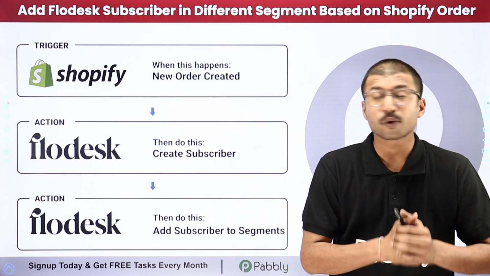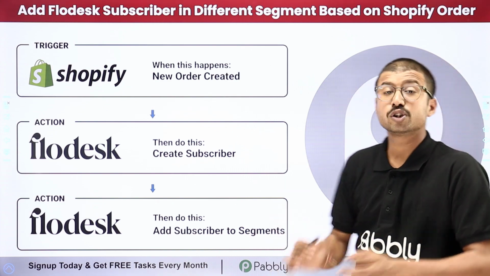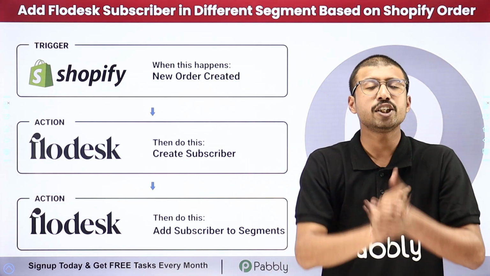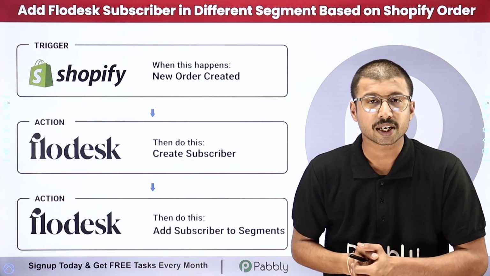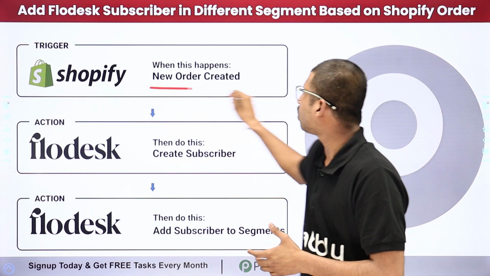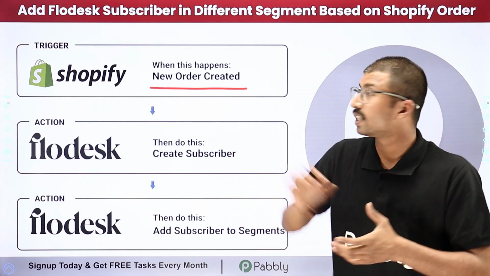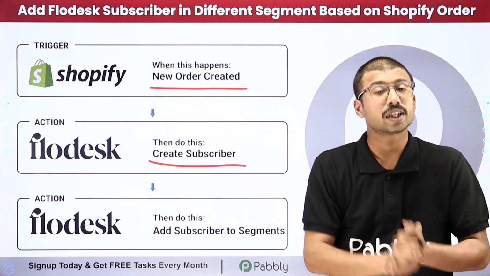So in this video, we are going to learn how to add Flodesk subscribers in different segments based on Shopify orders. So let's say you're using Shopify as an e-commerce platform and Flodesk as your email marketing platform. Using this automation, whenever a new order is received on our Shopify store, the customer who placed the order will automatically be added as a subscriber in our Flodesk account.